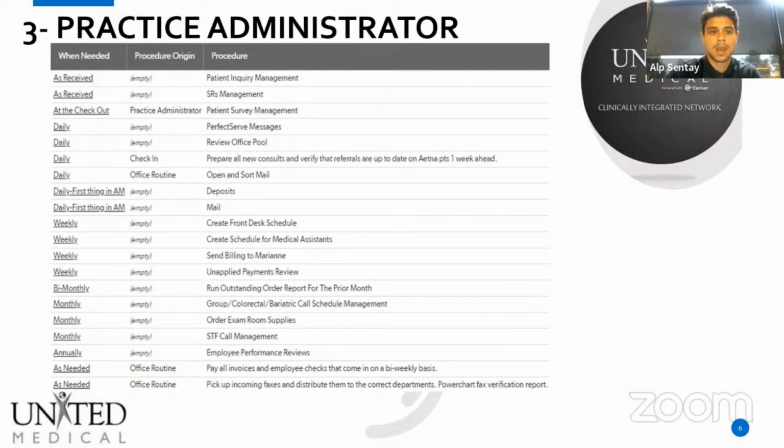And then daily, of course, they need to be always reviewing the office pool, the messages, the patient's charts, and then they need to open and sort mail as well daily, because these are usually time-sensitive documents that we receive in the mail. And then we also have first thing in the AM, when they first come into the office, they need to check the deposits as well. This is also a really important process that the practice administrators need to do. And they also have some other duties that they need to do weekly, bi-monthly, and as needed as well.